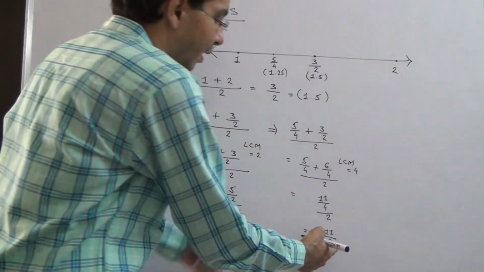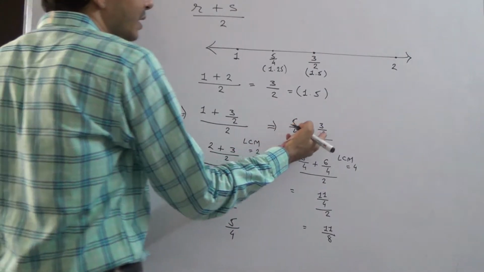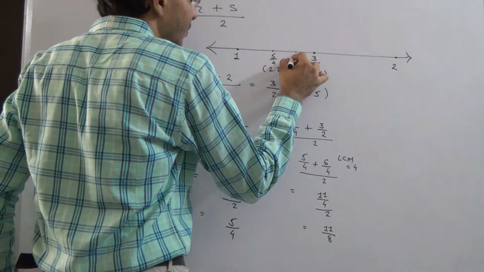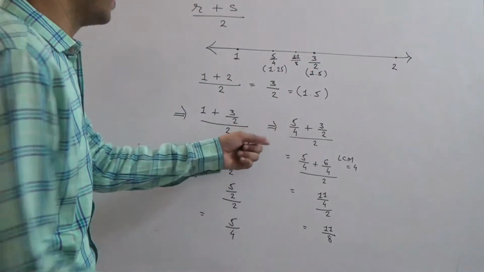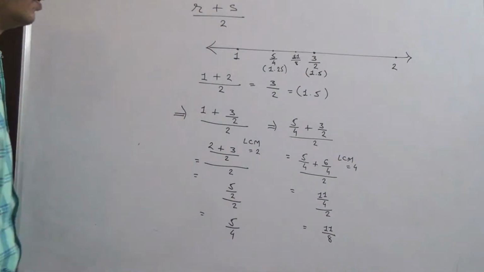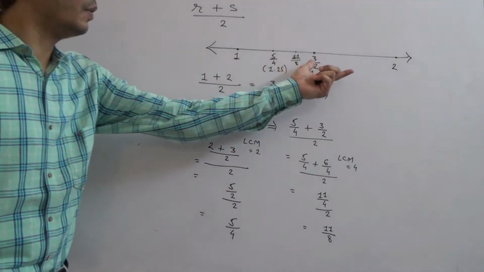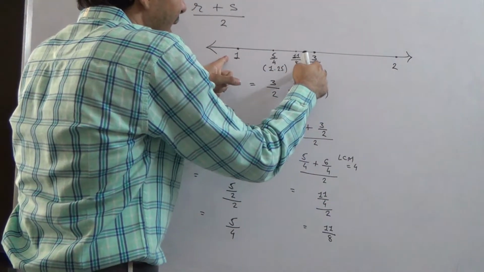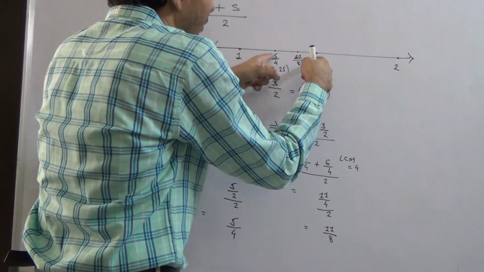Same way, 11 upon 8 is a number between these two numbers, 5 by 4 and 3 by 2. So between both these numbers we get 11 upon 8. First we took 1 and 3 by 2, between them 5 by 4, and then 5 by 4 and 3 by 2, between them 11 by 8.